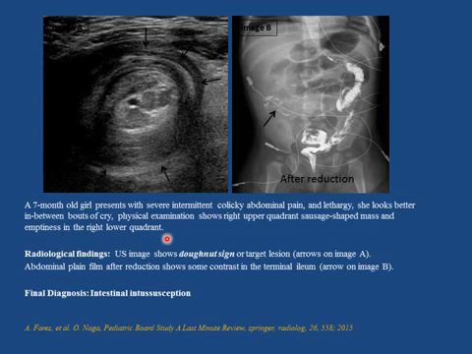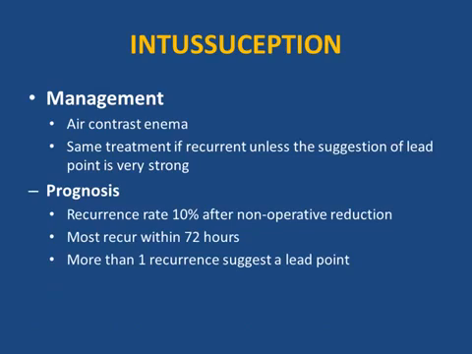The radiological finding here, you will see the donut sign, which is telescoping of the small intestine. And after doing the barium enema, you will see the trace of barium in the terminal ileum after the reduction. This is a classic case of intestinal intussusception.